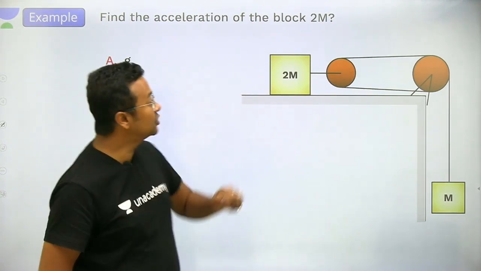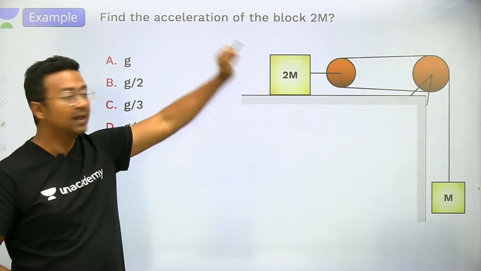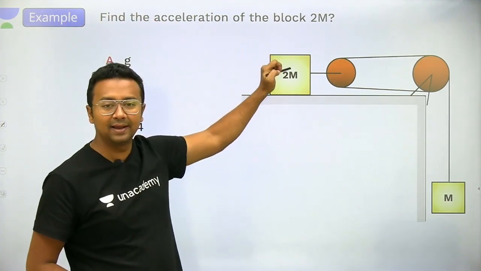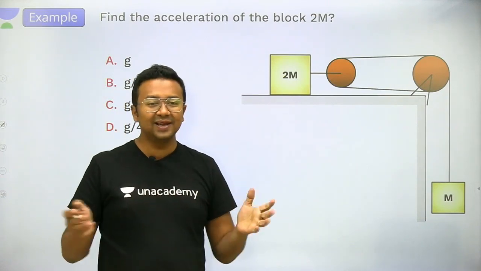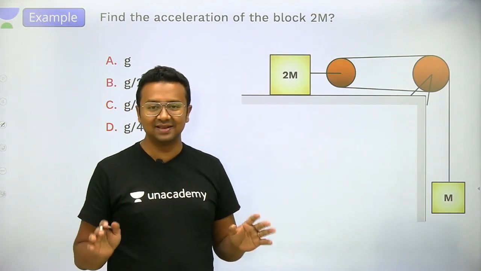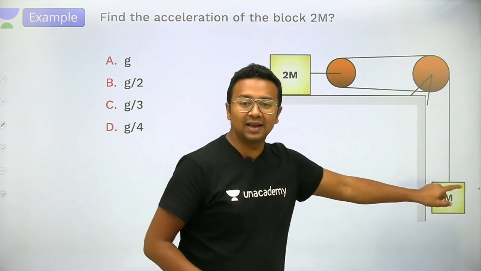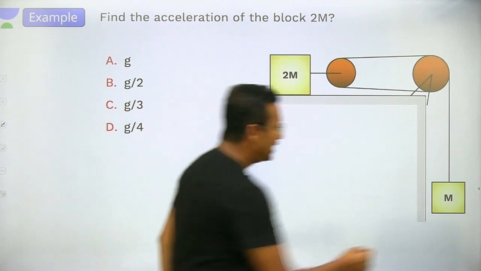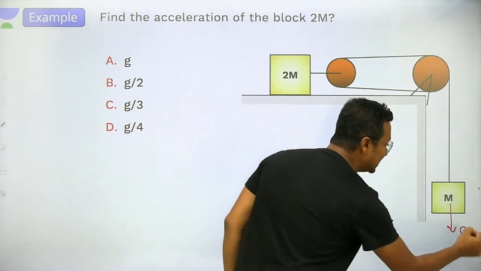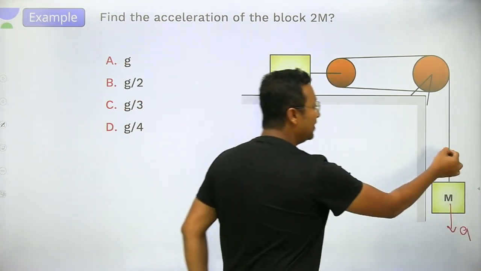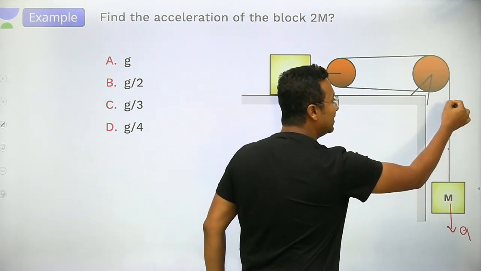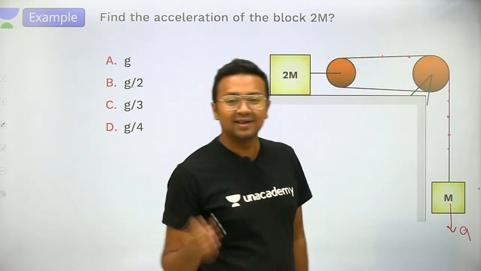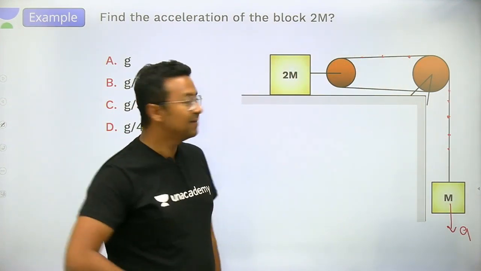let us look at these questions, wherein you need to find out the acceleration of the block of 2m. Clear? Now how do we go about it? It's very simple. We need to know the relation between the acceleration of m and that of 2m. Let's say if this is going down with an acceleration of a, then every point here will have the same acceleration. Similarly, these points will also have the same value of acceleration, right?